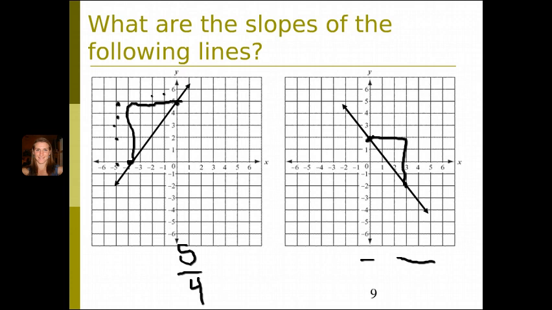From the point at 3, negative 2, I rise 1, 2, 3, 4. So I'm going to put 4 on the top. From the corner of the triangle, then I run 1, 2, 3. So my run is 3. The slope of this line then would be negative 4 over 3.